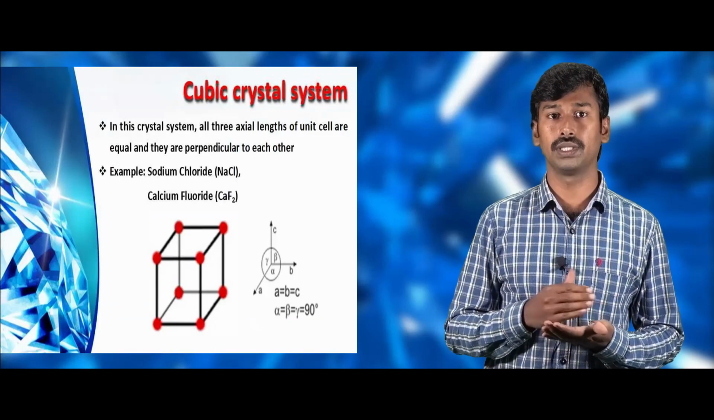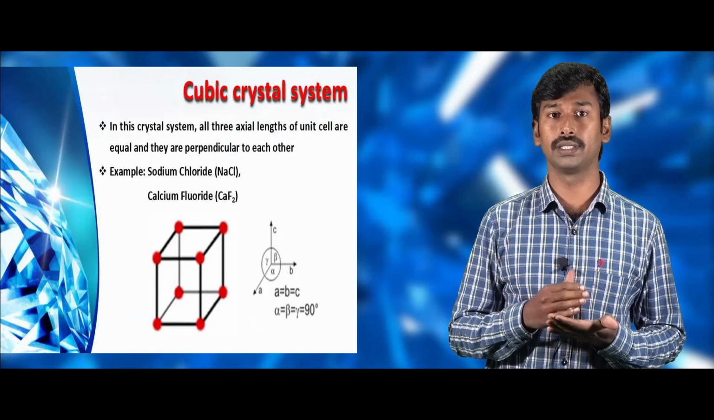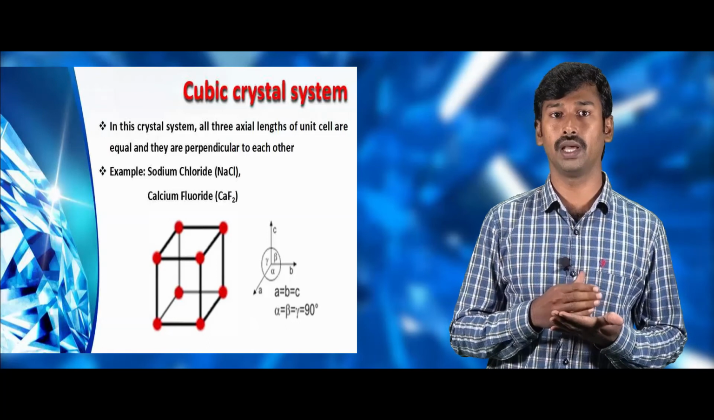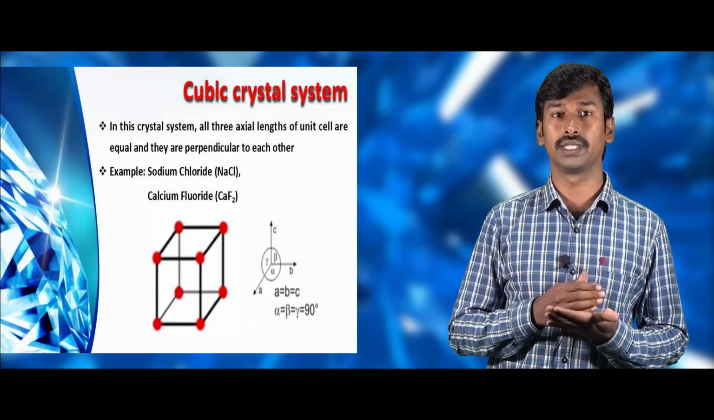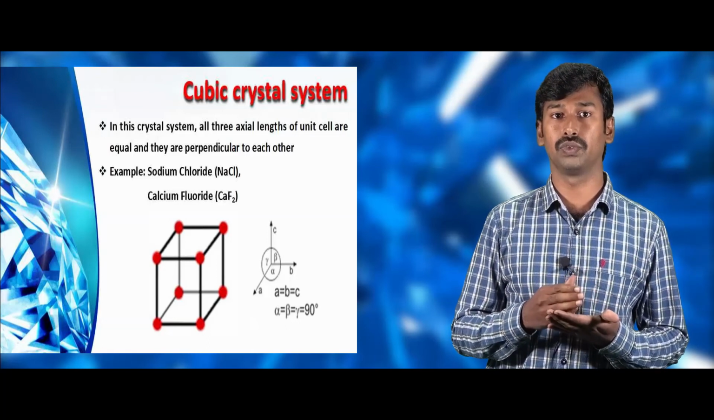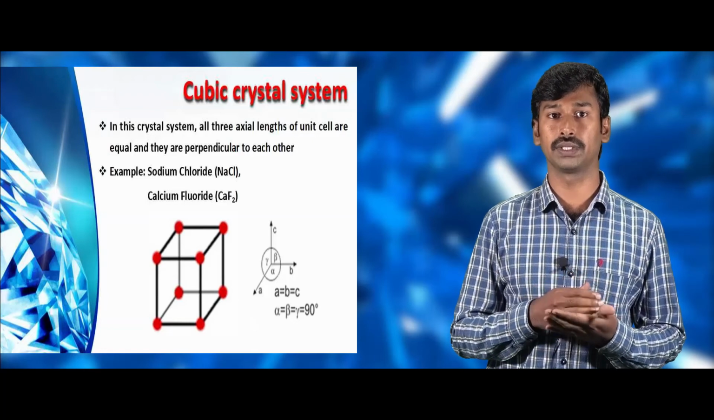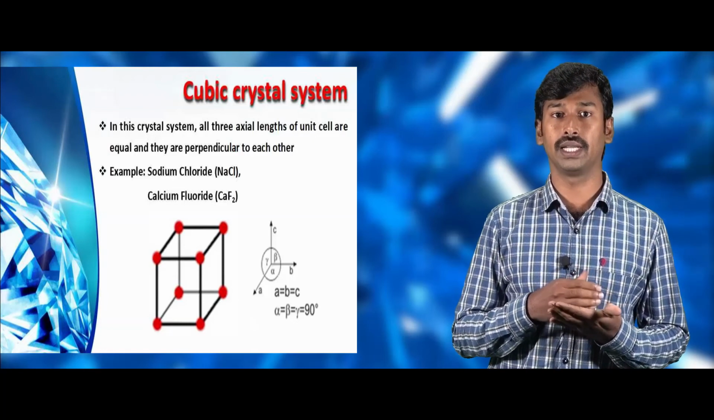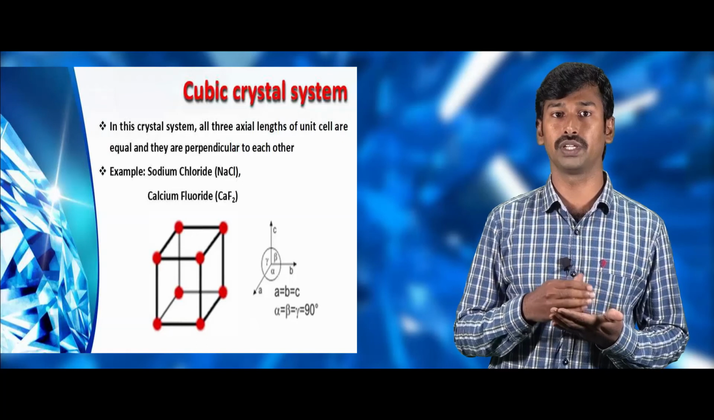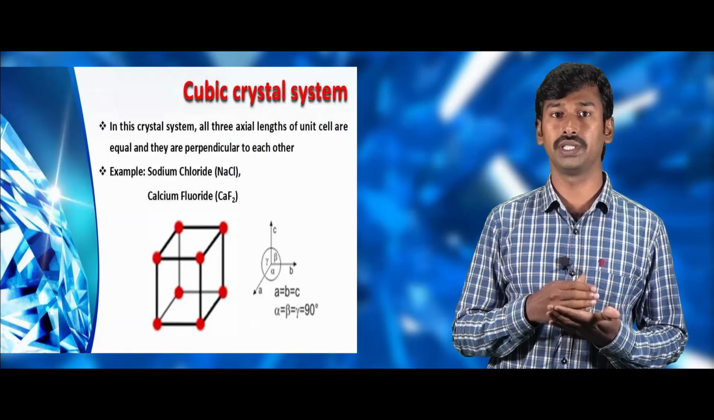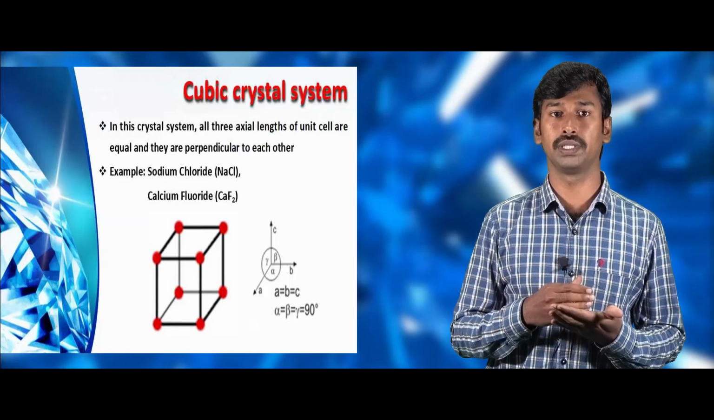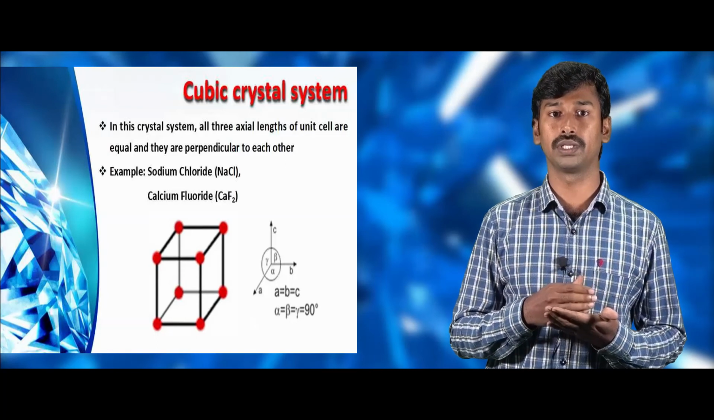Cubic crystal system. In this crystal system, all three axial lengths of the unit cell are equal and they are perpendicular to each other. Examples: sodium chloride and calcium fluoride. The figure shows the schematic representation of the unit cell and the lattice parameters are represented in figure 2, where a is equal to b, b is equal to c, and alpha is equal to beta is equal to gamma is equal to 90 degrees.